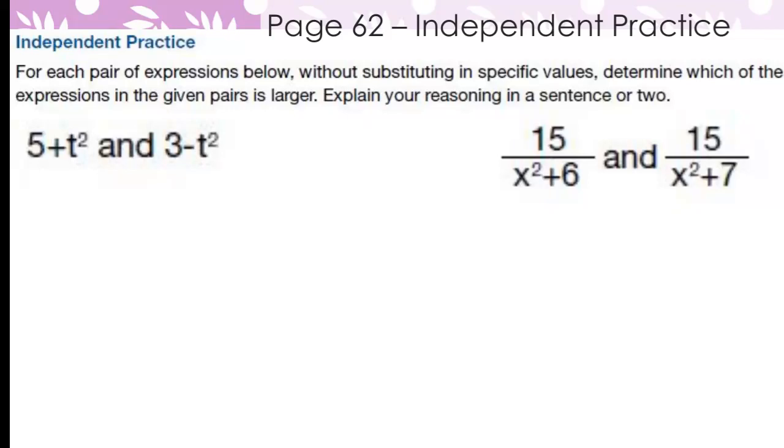For each pair, without substituting, determine which is larger. So 5 plus t squared or 3 minus t squared? The first one or the second one? Which one's larger? The first one. Why? There's that question. I tell her the right answer, and then she wants to know why. Yes, Andrew.